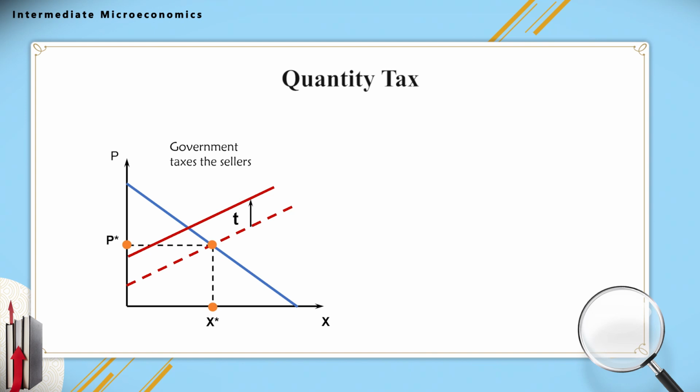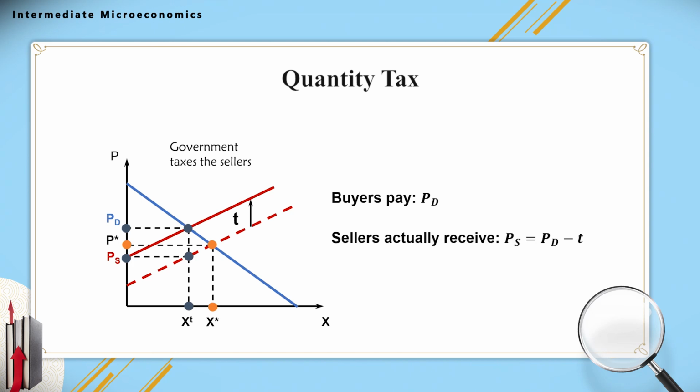curve. The equilibrium quantity is XT, and the equilibrium price is PD. PD is the market price, which is actually paid by buyers. But the sellers can actually only receive PS after they pay the tax to the government. The difference between the price paid by buyers and the price received by sellers is T.